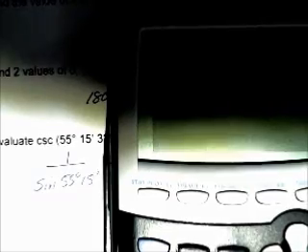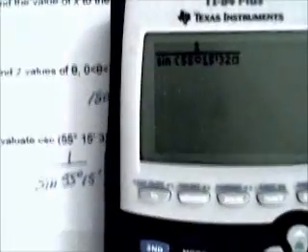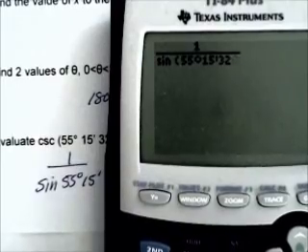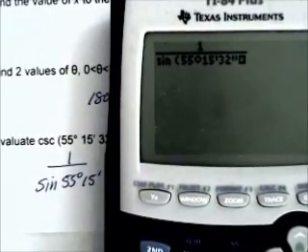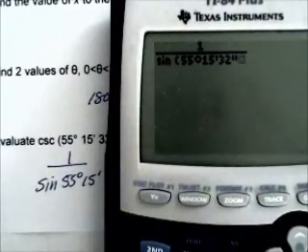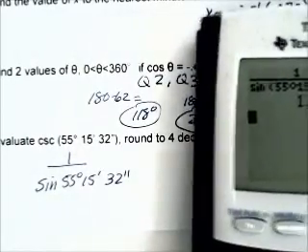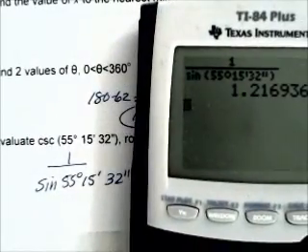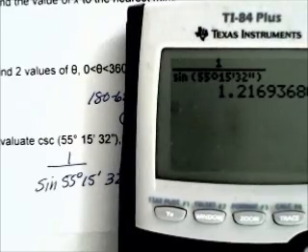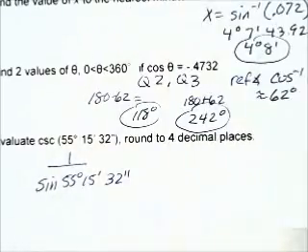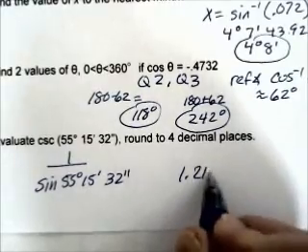Now the lights went out on me, so it's a little difficult for me to see. Okay, it's alpha plus. Alpha plus gives us our seconds. Round to 4 decimal places, 1.2169.